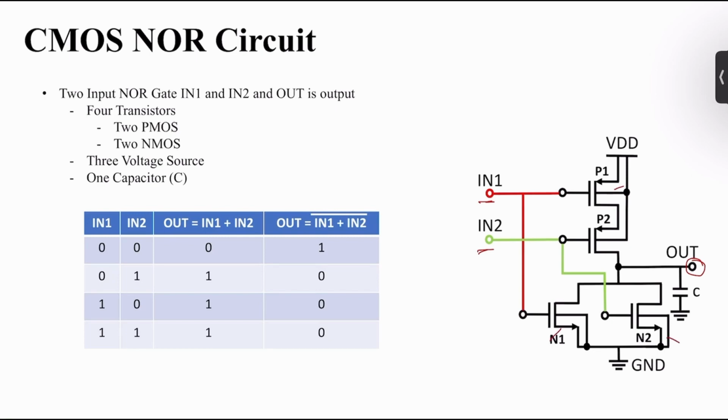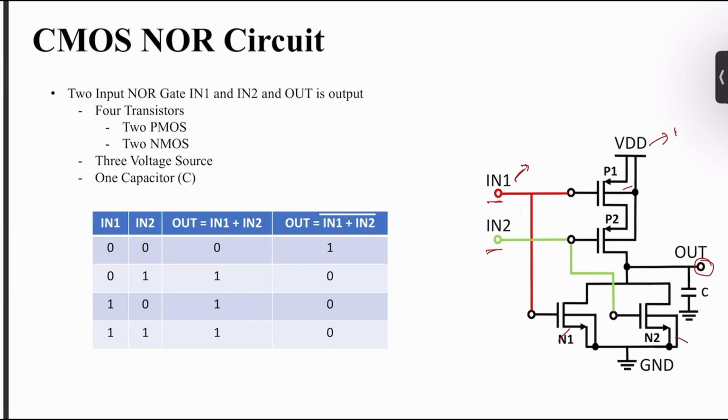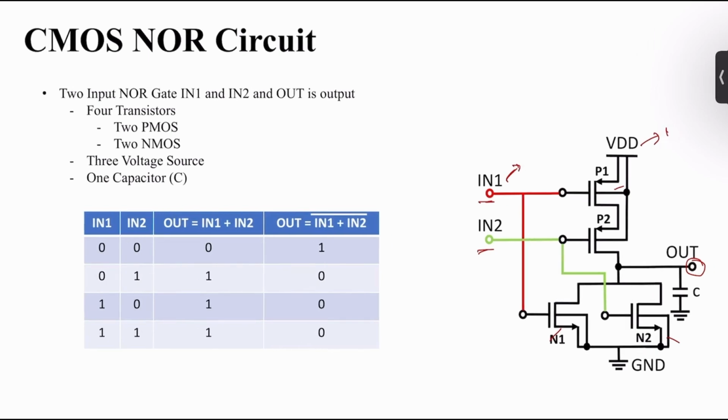Then there are three voltage sources: VDD is one voltage source, and at input 1 and input 2 we also put voltage sources. So that's one, two, three. Then coming to the capacitor, we use a capacitor for discharging and loading the voltages.